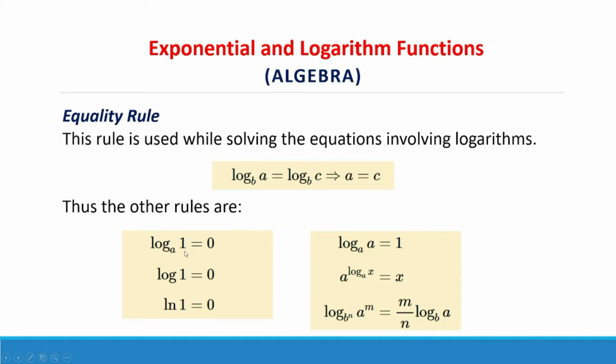Thus, the other rules are log of 1 to the base a is equal to 0, log of 1 is equal to 0, and ln of 1 is equal to 0. Log of a to the base a is equal to 1. A with exponent log of x to the base a is equal to x. Log of a exponent m with base b exponent n is equal to the exponent m all over the exponent n, times log of a to the base b. So these are other rules in terms of logarithm.